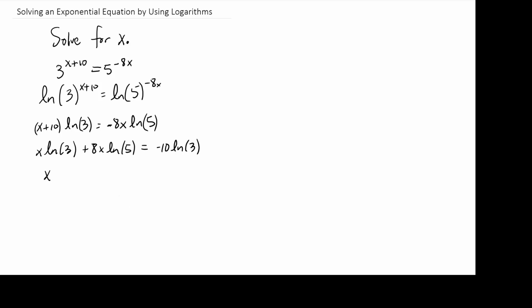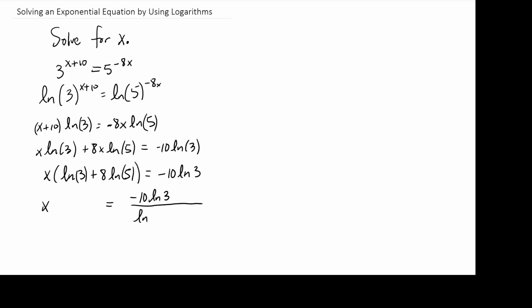And let's have a common factor of x. And now we could divide both sides of the equation as long as it's not 0. And in this case, we're not dividing by 0. We could use log properties to simplify this a little bit.